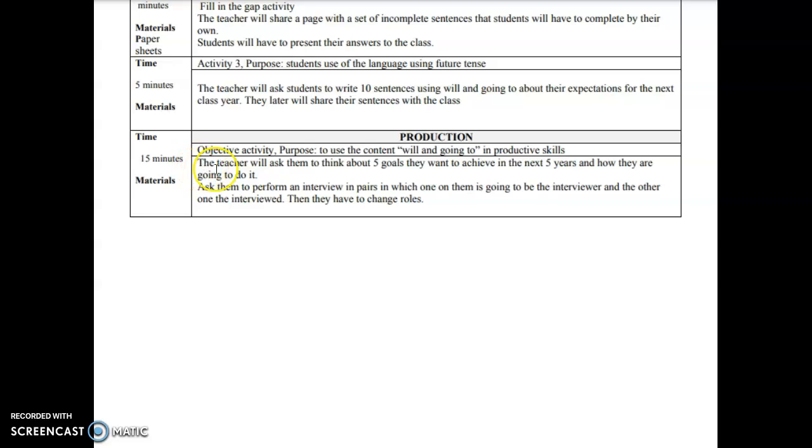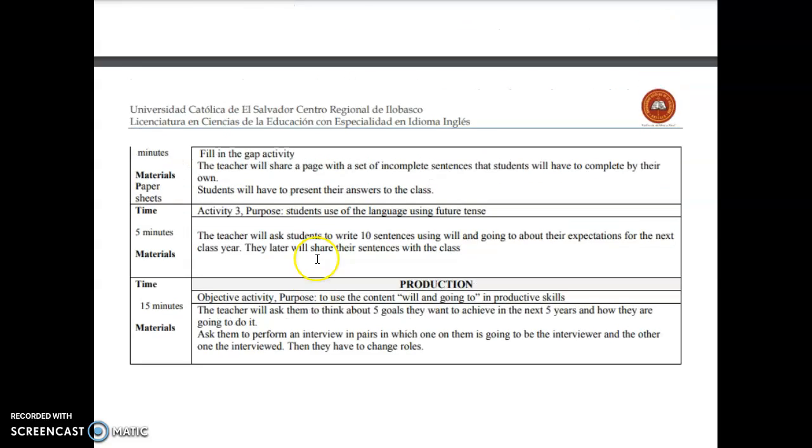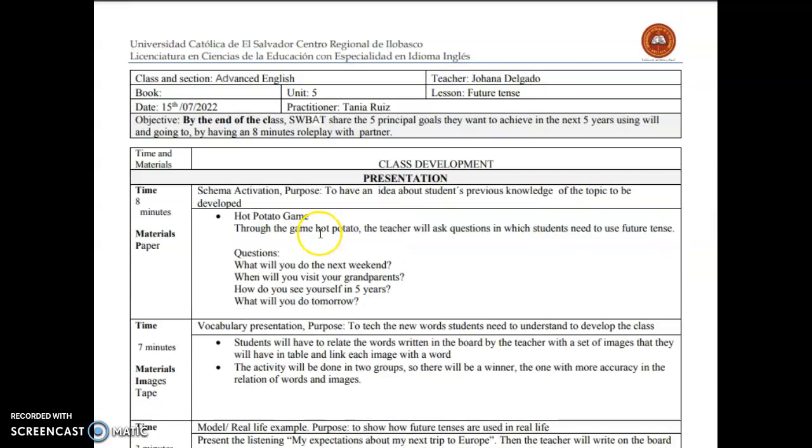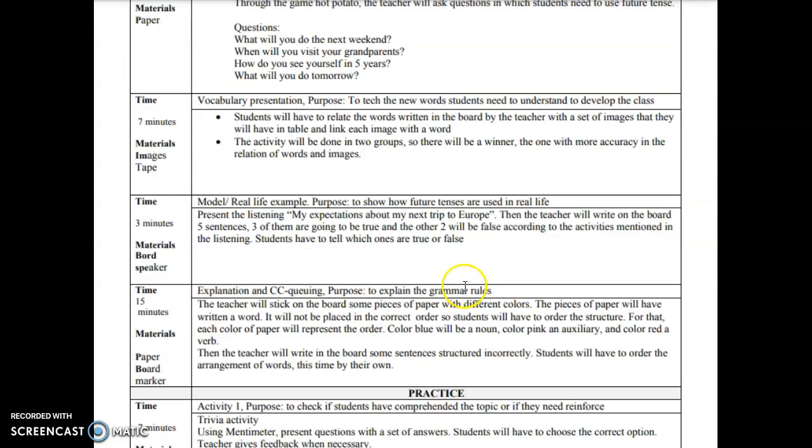For this activity, the teacher will ask them to think about 5 goals they want to achieve in the next 5 years and how they are going to do it. Ask them to perform an interview in pairs in which one of them is going to be the interviewer and the other one the interviewee. Then they have to change roles in order for all of them to participate, right? So this will be basically my PPP lesson plan.